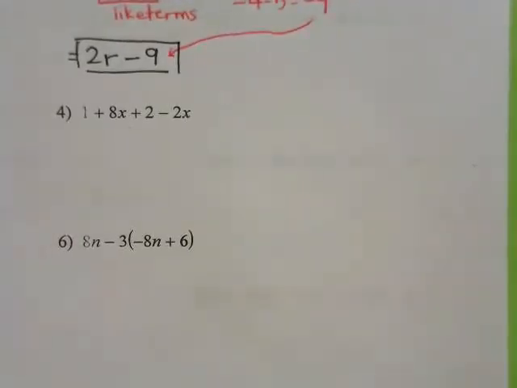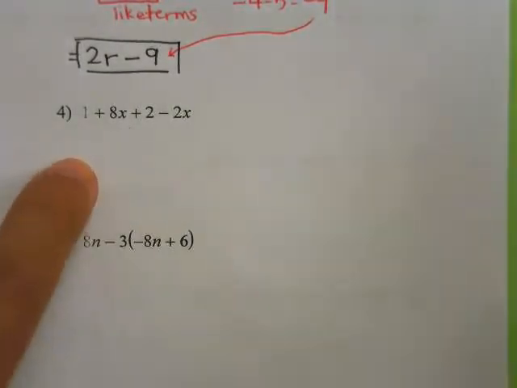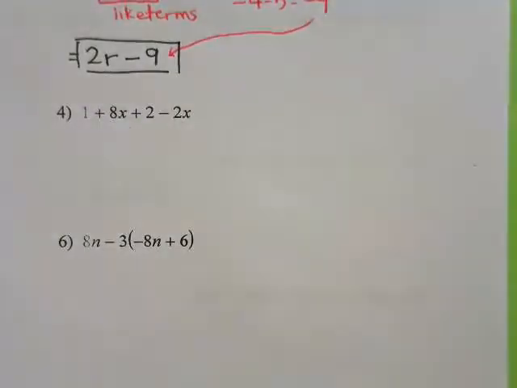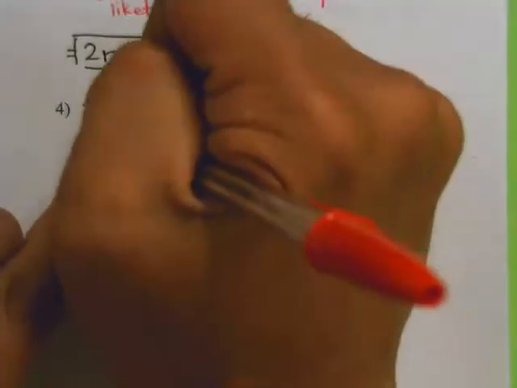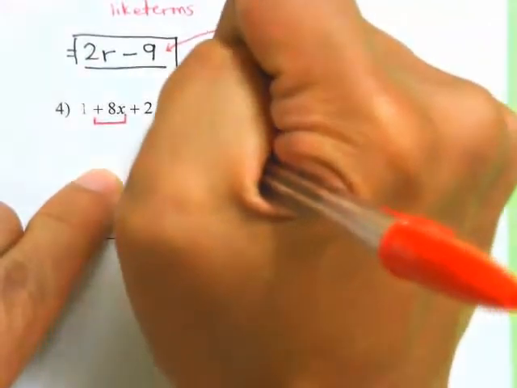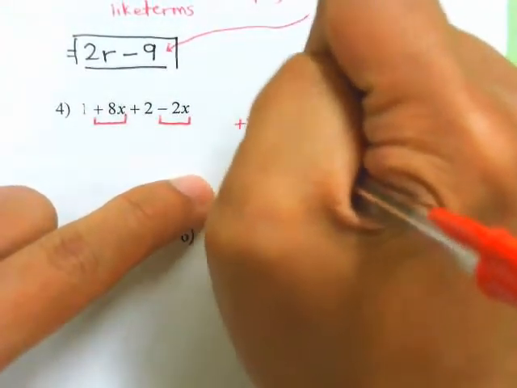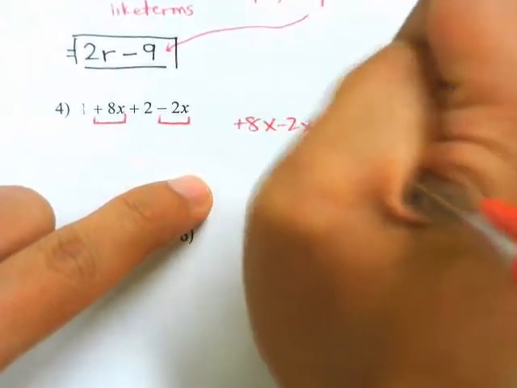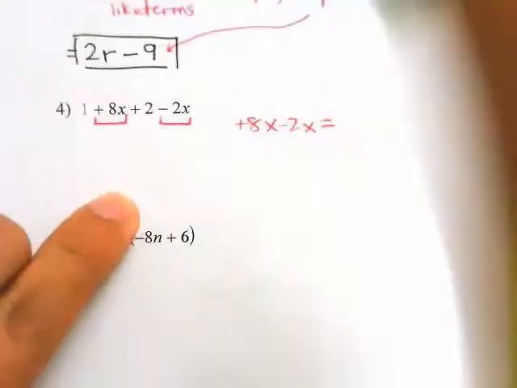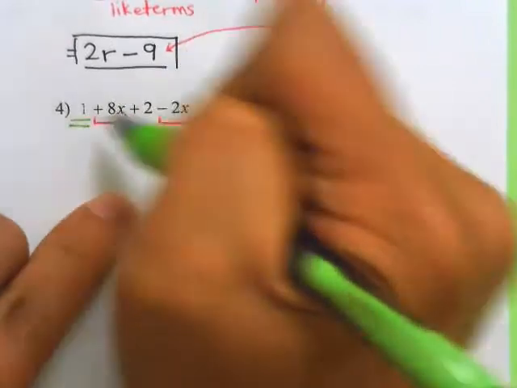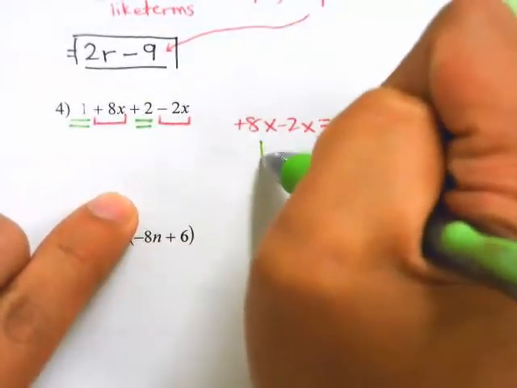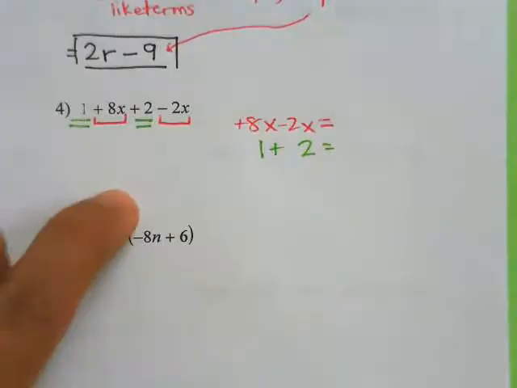Let's do number 4. Okay, now we have 4 terms. Let's see if we can pair up a couple things, and I think we can. I always like to start off with the variables for some reason, just because it's just there. So I see positive 8x and the negative 2x, we're going to put that together. So I'm going to put that on the side, positive 8x minus 2x, and then positive 1 and positive 2, because those are just numbers.